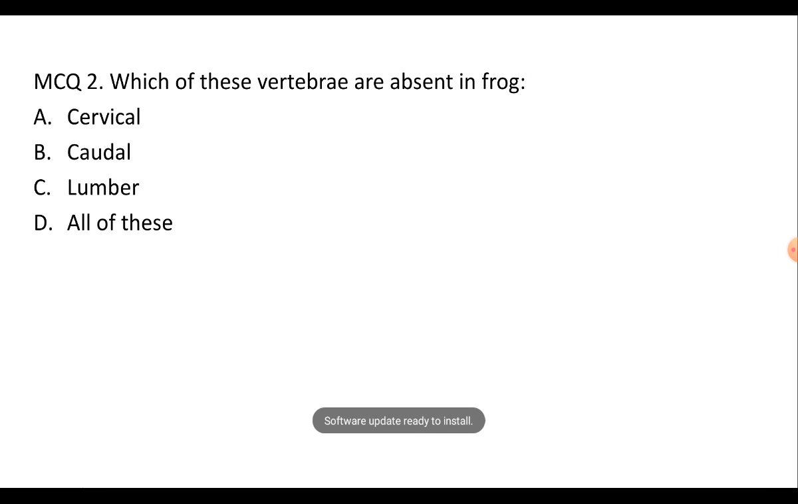Second question is, which of these vertebrae are absent in frog? Cervical vertebrae, caudal vertebrae, lumbar vertebrae, or all of these? The answer is D. Yes, the frog endoskeleton doesn't have cervical vertebrae, caudal vertebrae, and lumbar vertebrae. That is why the frog endoskeleton is extremely short in length. The answer is D.